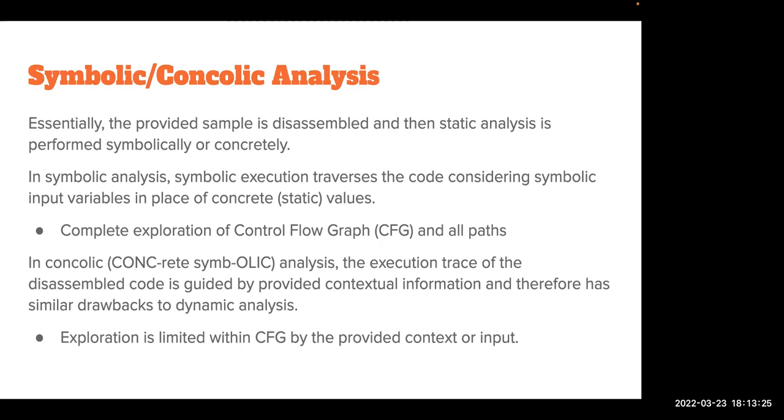So symbolic analysis uses input variables in place of concrete static values. How does symbolic analysis differ from concolic, or concrete-symbolic, analysis? With concolic, you have statically defined values. It's like when you make a call to a function and define it, say print, and you have the first variable, second variable, third variable.